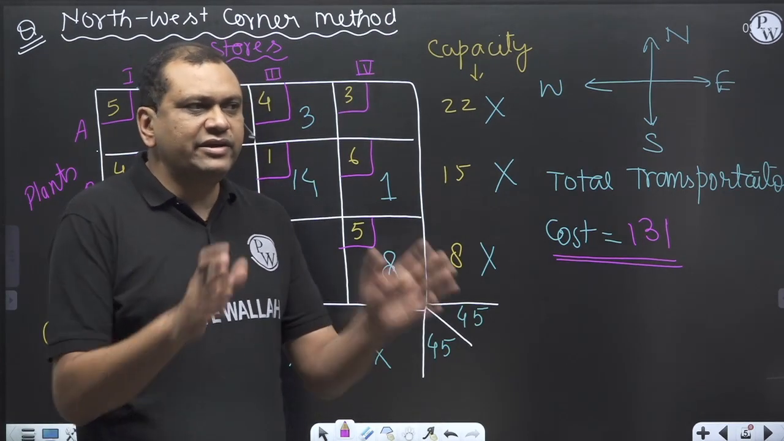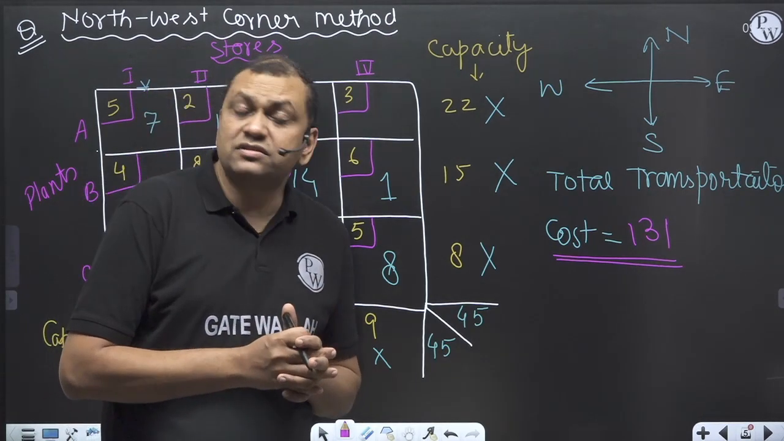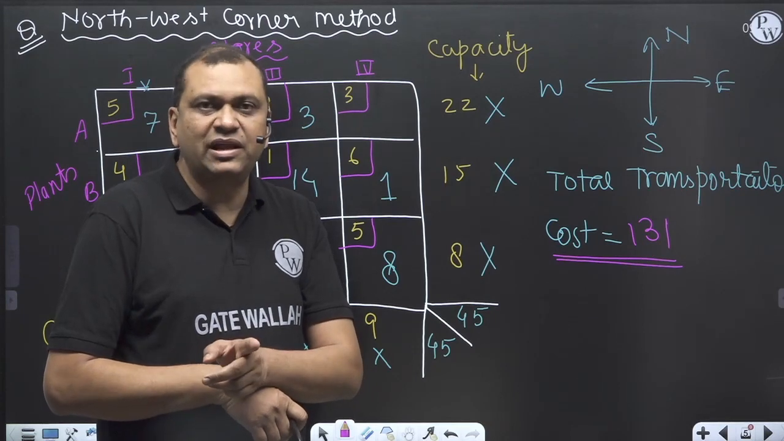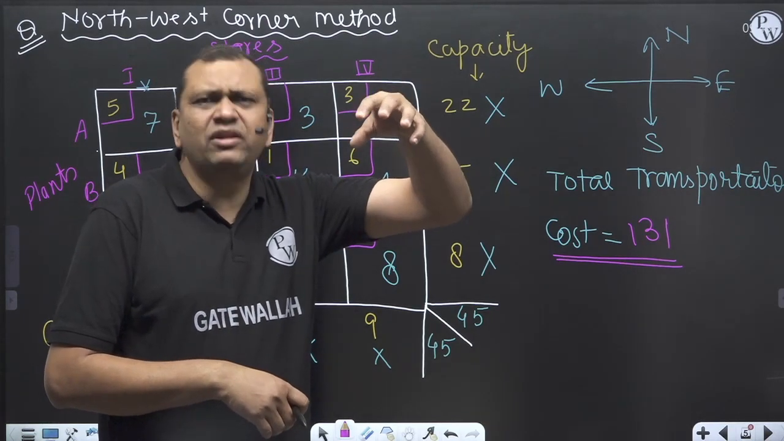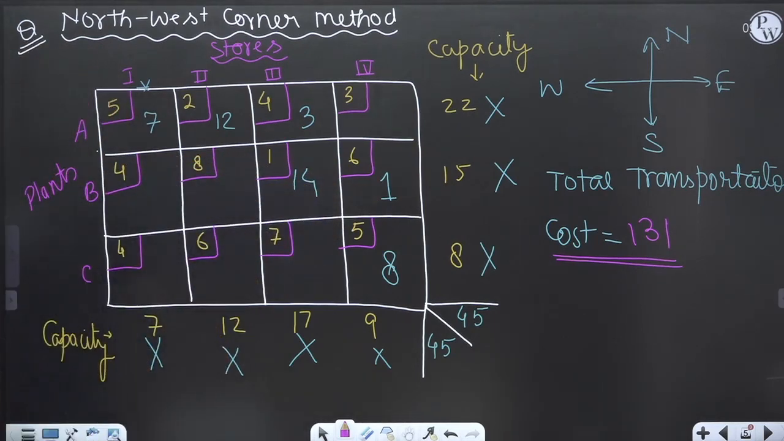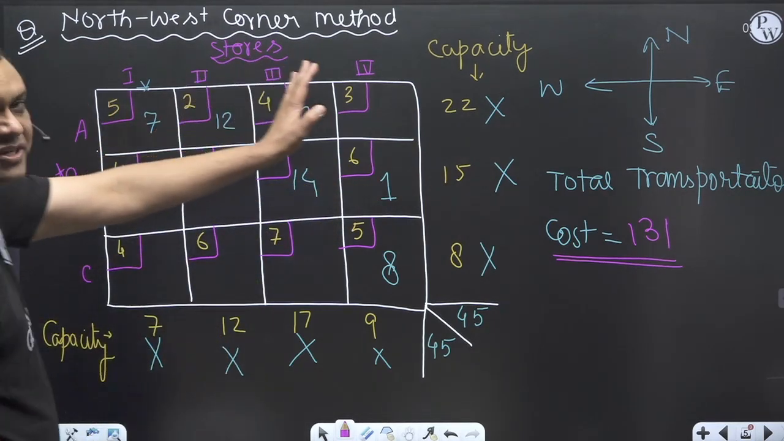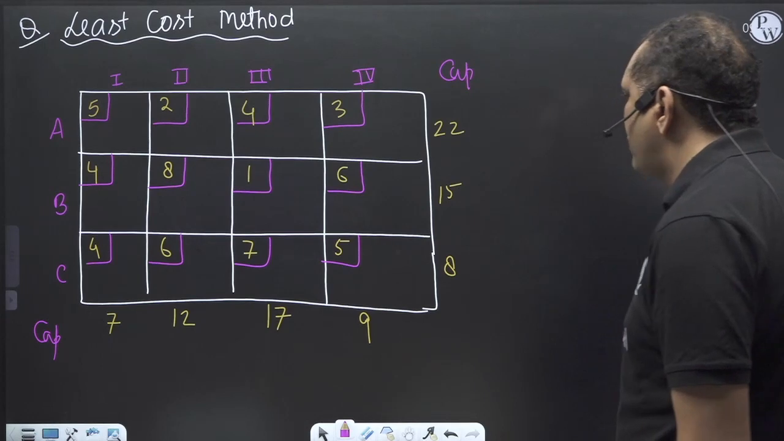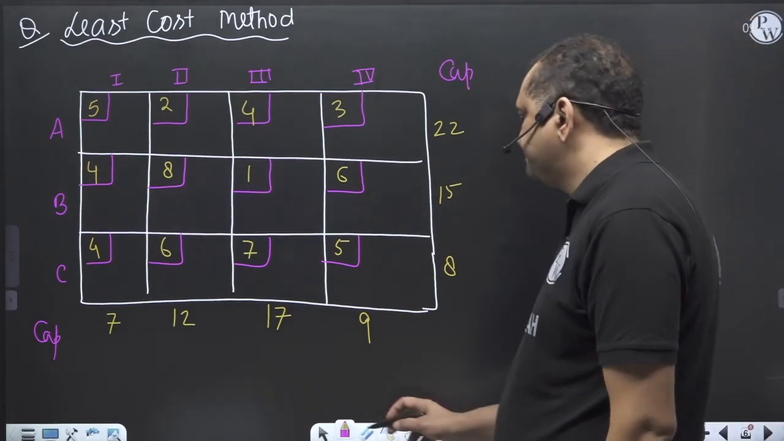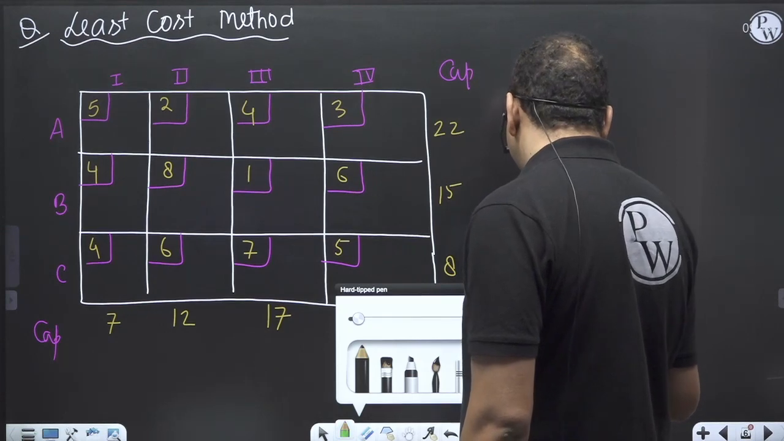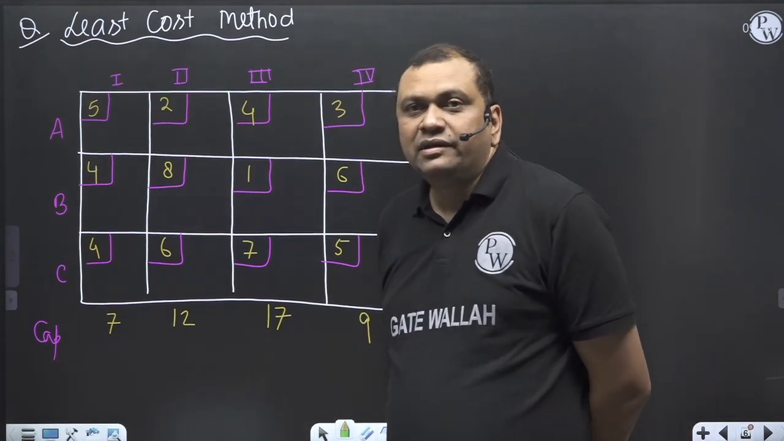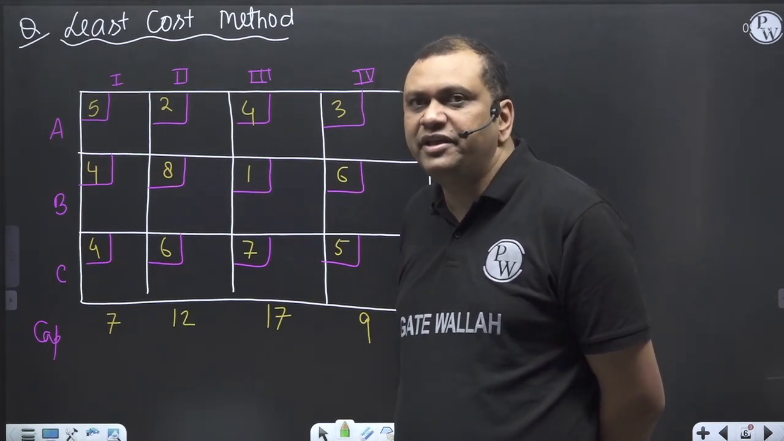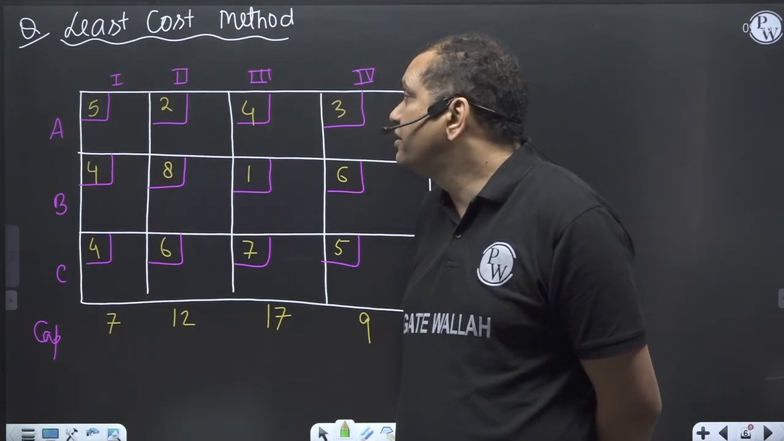Okay, but as I already told you, northwest corner method gives you a solution very far from optimum, and if you compare with the simplex, it's a very, very initial table of simplex. It's a very, very initial table of simplex, but it's a solution. Now there is another method by which I can find out the initial basic feasible solution called least cost method.